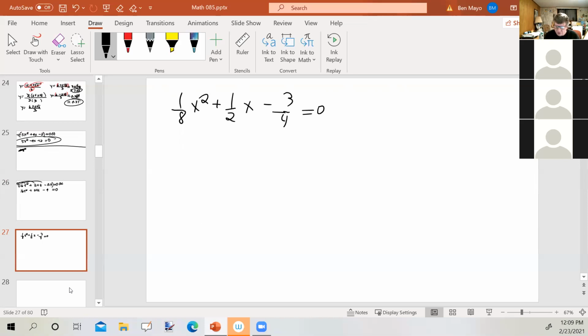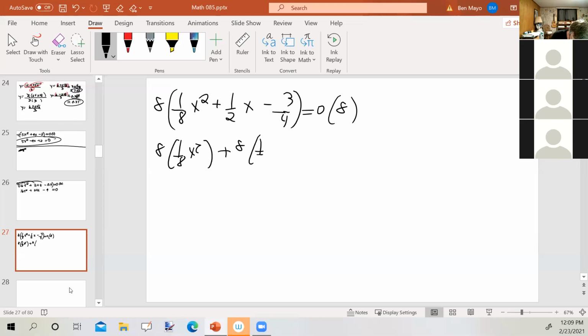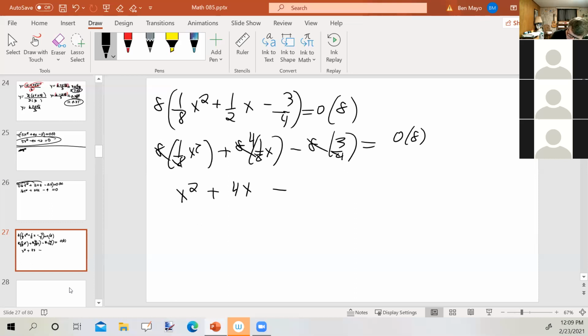How do you clear the fractions? You multiply both sides by the LCD, which is 8 in this case. So 8 times 1/8 x squared plus 8 times 1/2 x minus 8 times 3/4 equals 0 times 8. The 8's reduce out. X squared plus 8/2 is 4 times x minus 8/4, 2 times 3 is 6. So A is 1, B is 4, and C is -6. And that's what we plug into the quadratic formula. Okay, so we can clear the fractions.